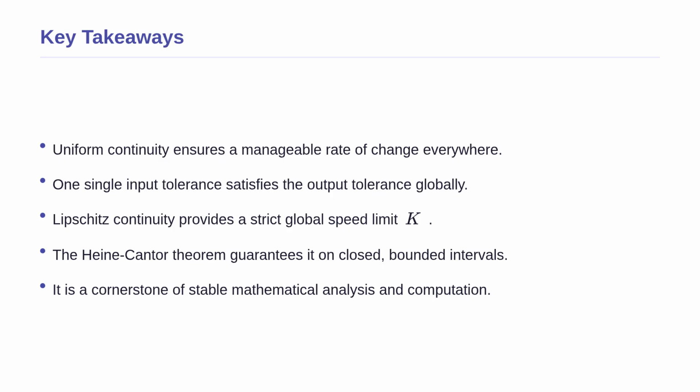Uniform continuity is a powerful global property that ensures a function's rate of change is manageable everywhere. By finding a single input tolerance that works across the entire domain, we guarantee predictable behavior without sudden chaotic shifts. We saw that this can be proven algebraically using Lipschitz continuity to find a global speed limit, or guaranteed conceptually by the Heine-Cantor theorem on closed and bounded intervals. Understanding this concept is a cornerstone of stable mathematical analysis, ensuring that both theoretical math and computer algorithms remain reliable.